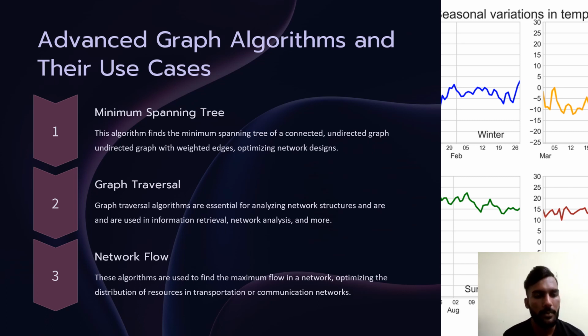Next, later I want to explain about network flow. These algorithms are used to find the maximum flow in a network, optimizing the distribution of resources in transportation or communication networks. These are the types of graphs.